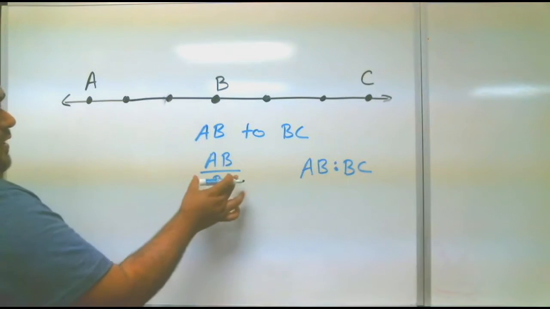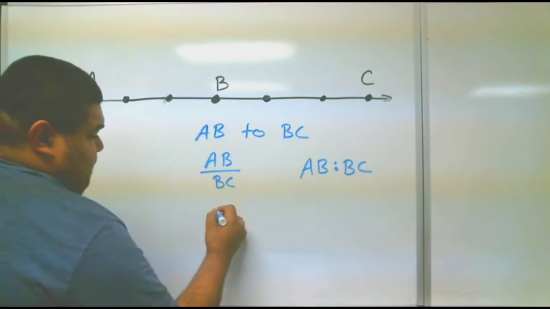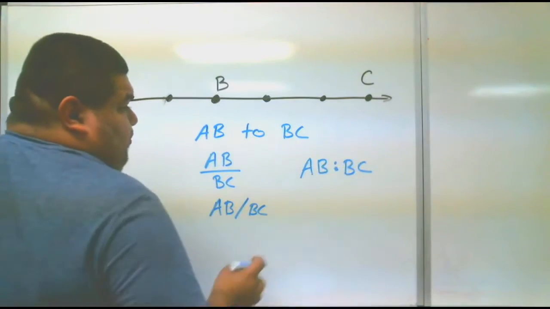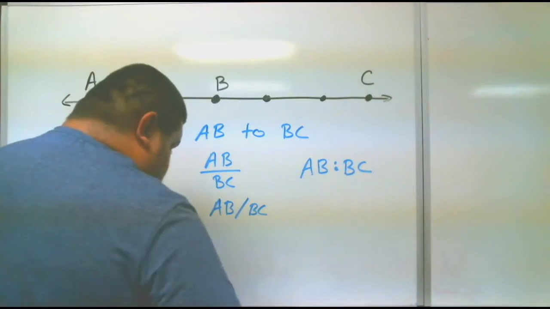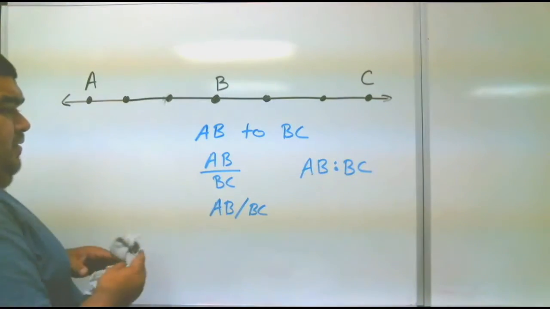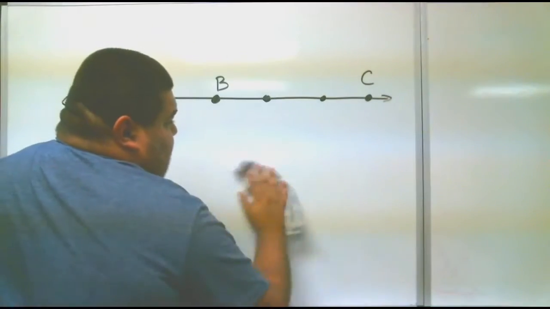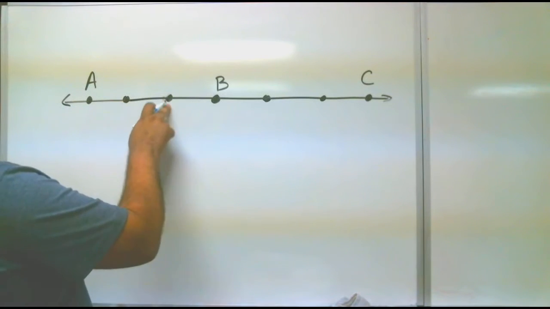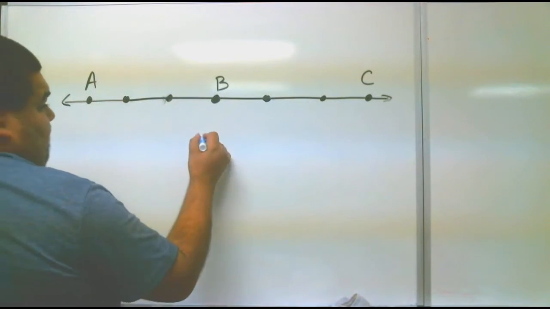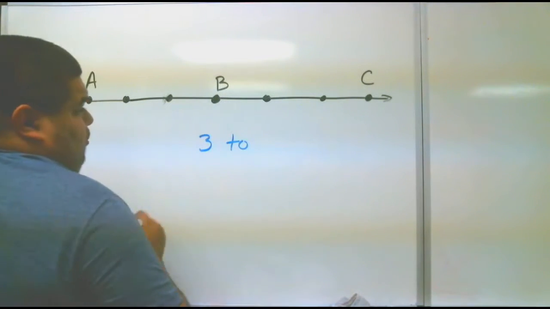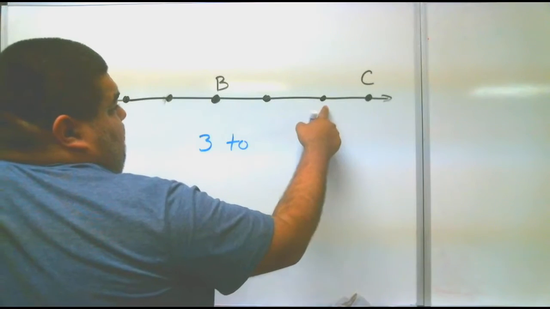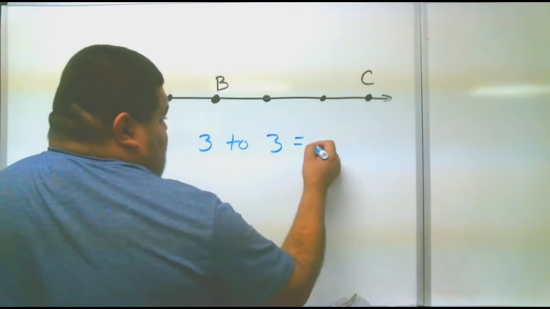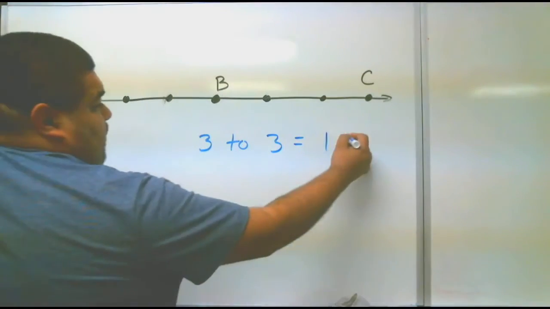You can put a division sign, you can even say the division sign like this, AB slash BC, or two little dots. But for the purpose of this one, we're only going to stay with one. And if we wanted to know the ratio of AB, we know that we have 1, 2, 3 points. So we have 3, 2, 1, 2, 3. 3 to 3, which technically is halfway. So it's 1 to 1.